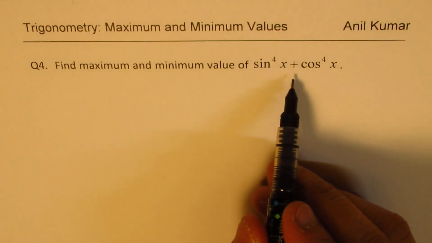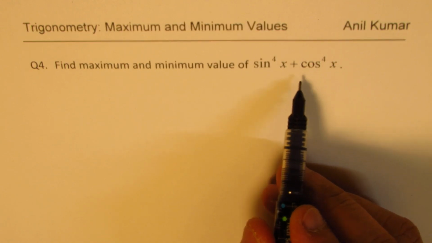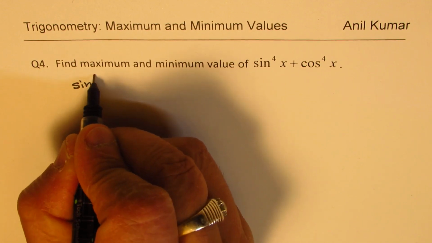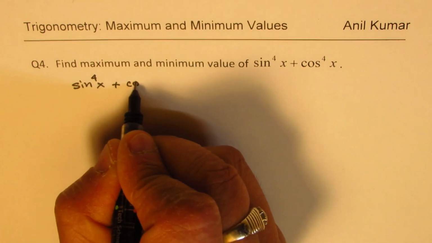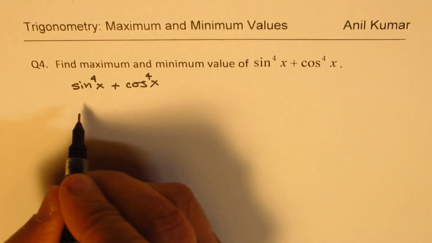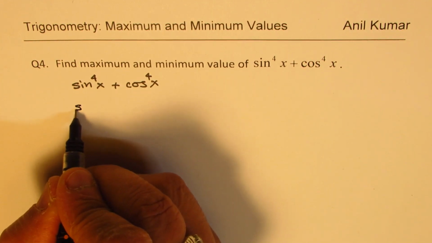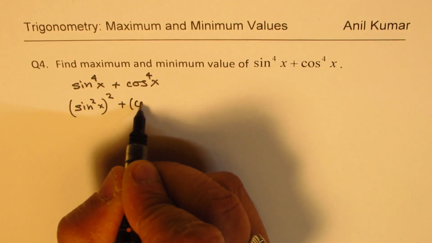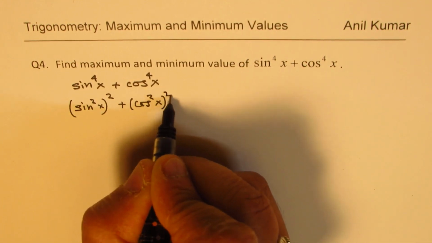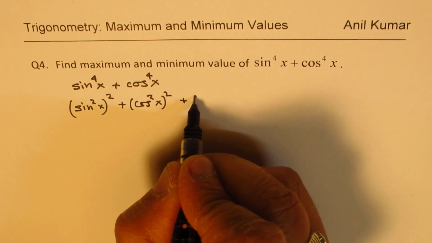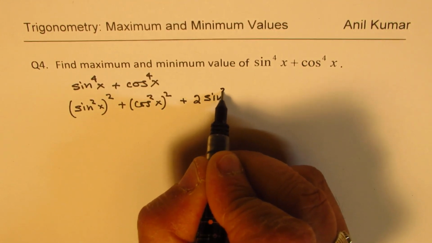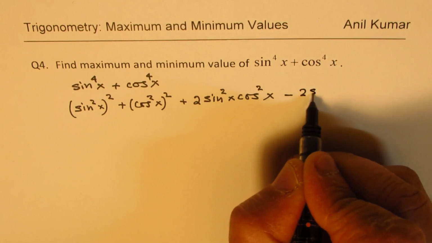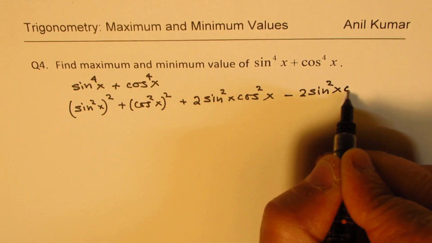Now to answer such a question, we should actually try to find a term with a perfect square, right? So the idea here is, we are given sine to the power of 4x plus cos to the power of 4x. We can add and subtract. Think like this. Think that this is sine square x whole square, plus we already have cos square x whole square. But what is missing here is 2 times sine square x cos square x. This term is missing. So let's add and subtract this term, right? So we are kind of making it a perfect square.